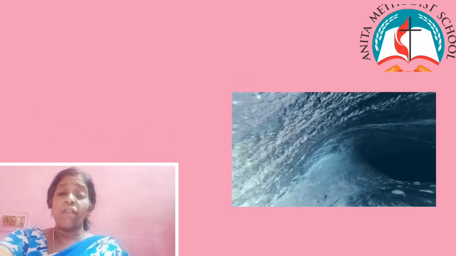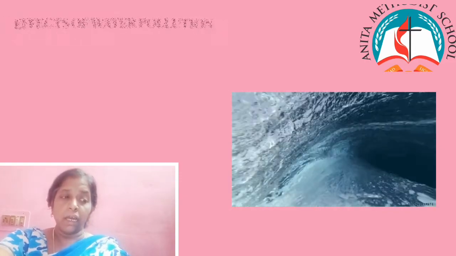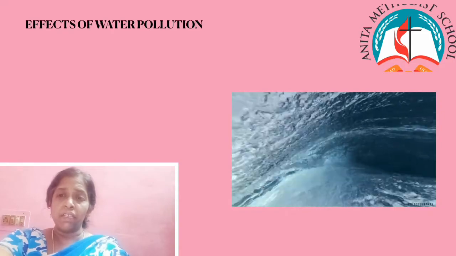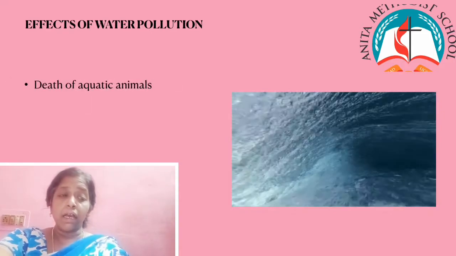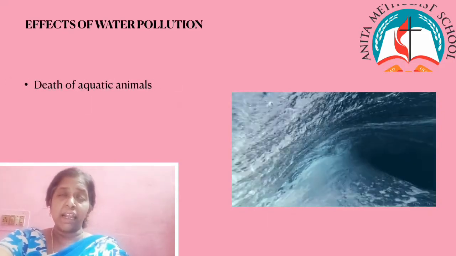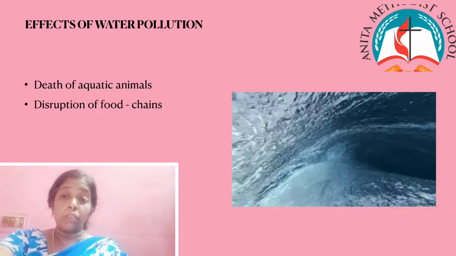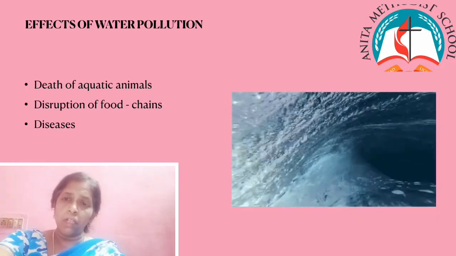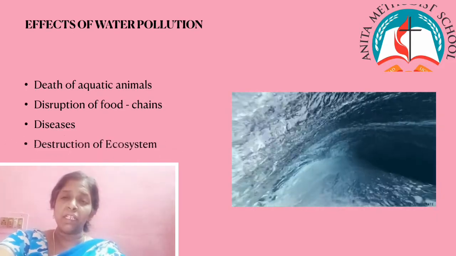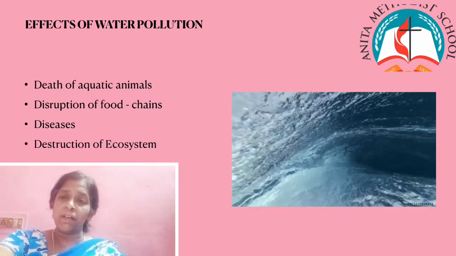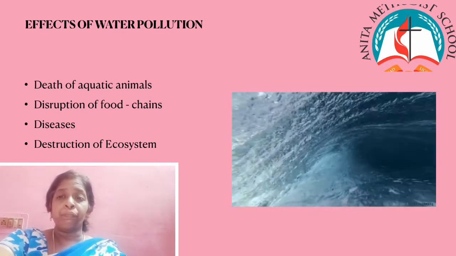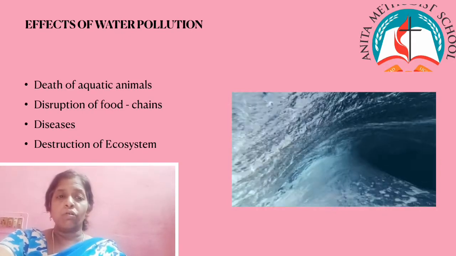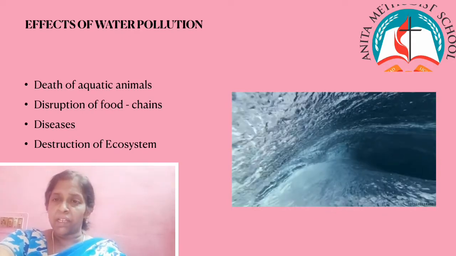Children, so far we were learning the causes of water pollution. Now we are going to learn the effects of water pollution. That is, water pollution adversely affects the life of man, animals, and plants, and also the environment. This polluted water is also harmful for agriculture. All the chemicals and the unwanted wastage mix with the river, and it affects the entire ocean. So, now we are going to learn the effects of water pollution.